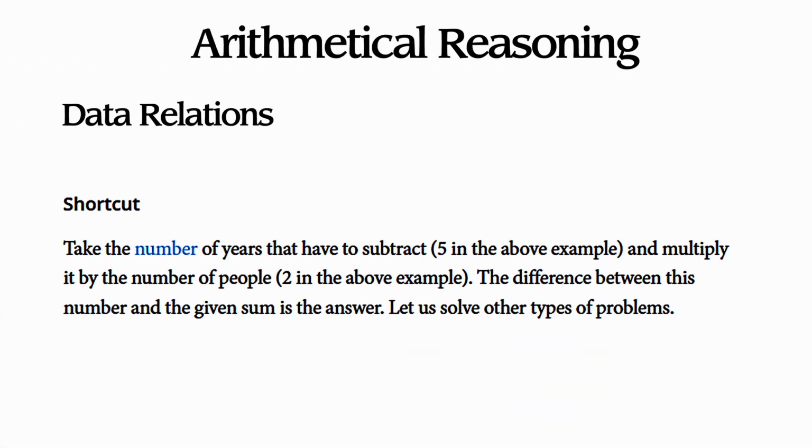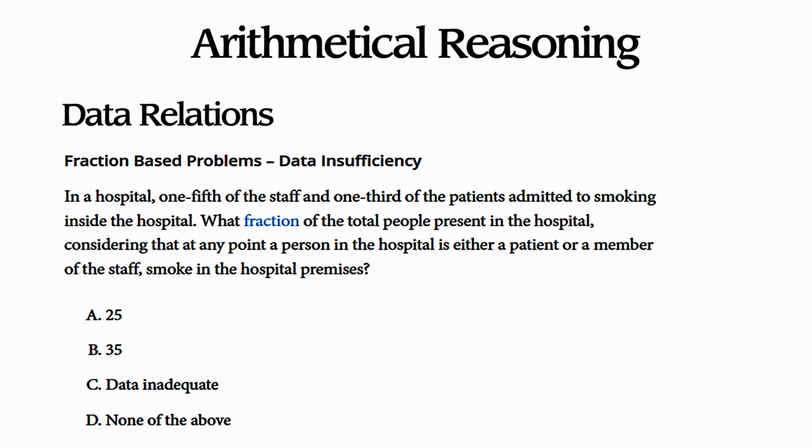Here we have a shortcut for the above example. Take the number of years that have to be subtracted, 5 in the above example, and multiply it by the number of people, that is 2 in the above example. The difference between this number and the given sum is the answer. Let us solve other types of examples. Fraction based problems. Data insufficiency.